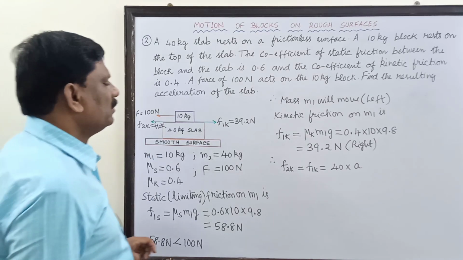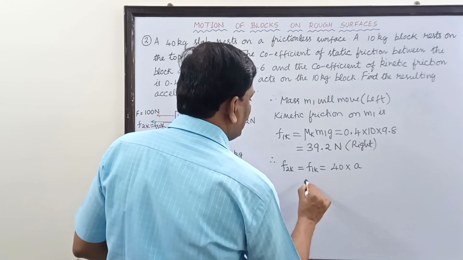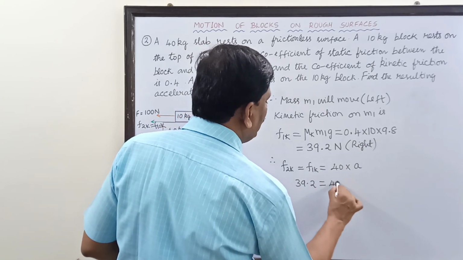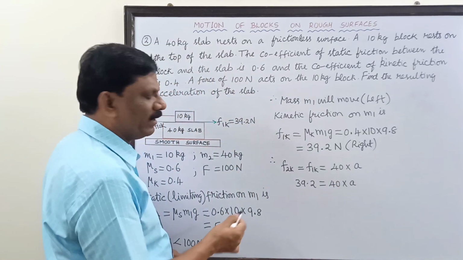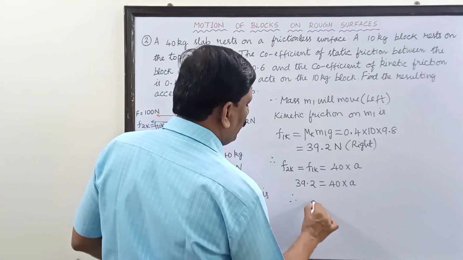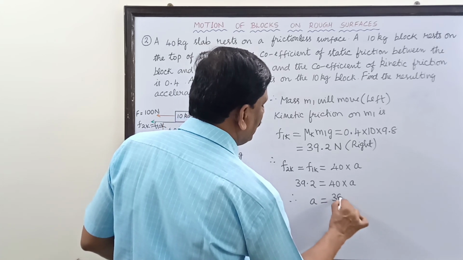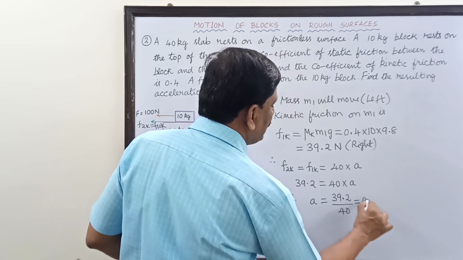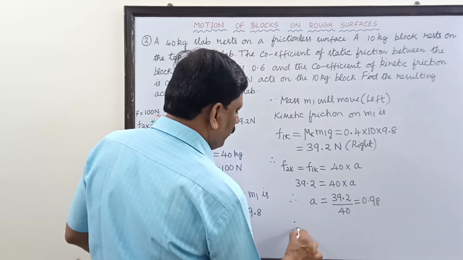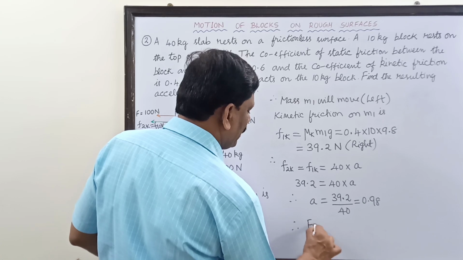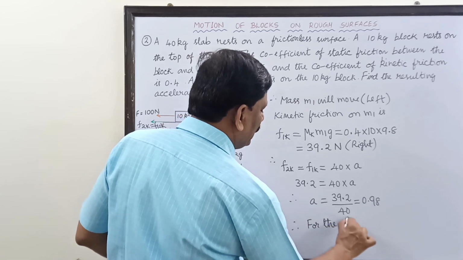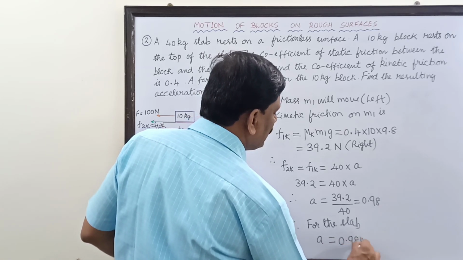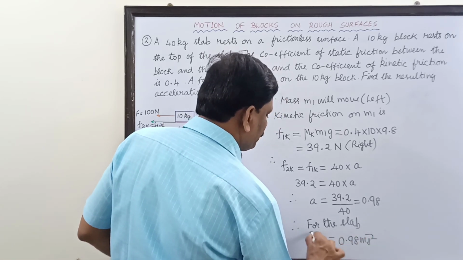Understand that? So 39.2 is equal to 40 into a. Using a calculator we can find this. Therefore a is equal to 39.2 divided by 40, which is equal to 0.98. Therefore, for the slab the acceleration is found to be 0.98 meters per second square.